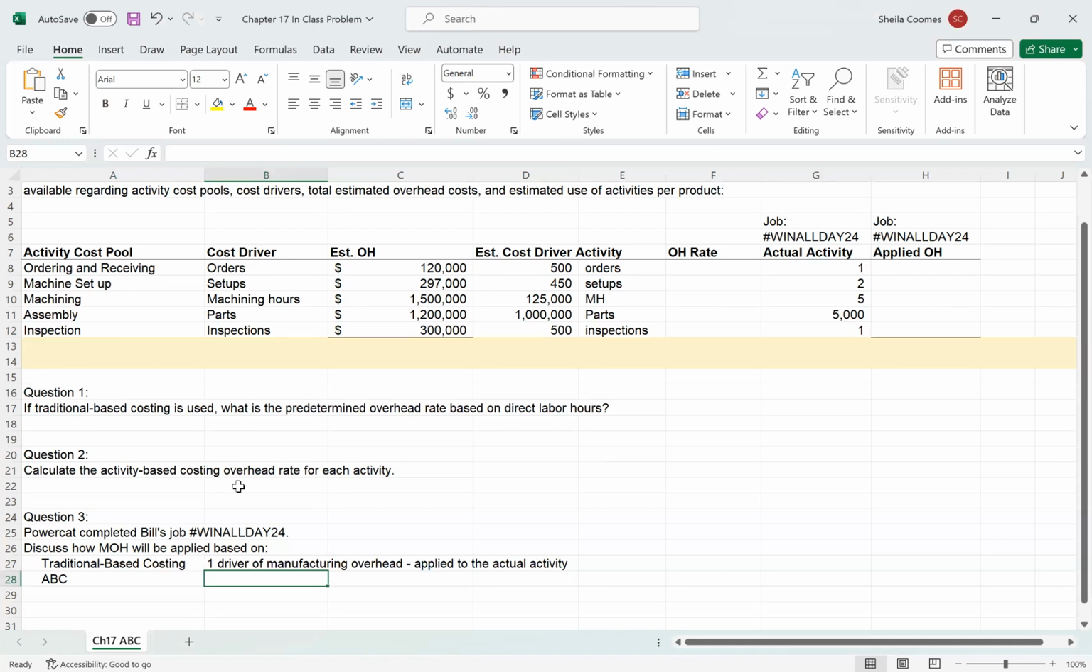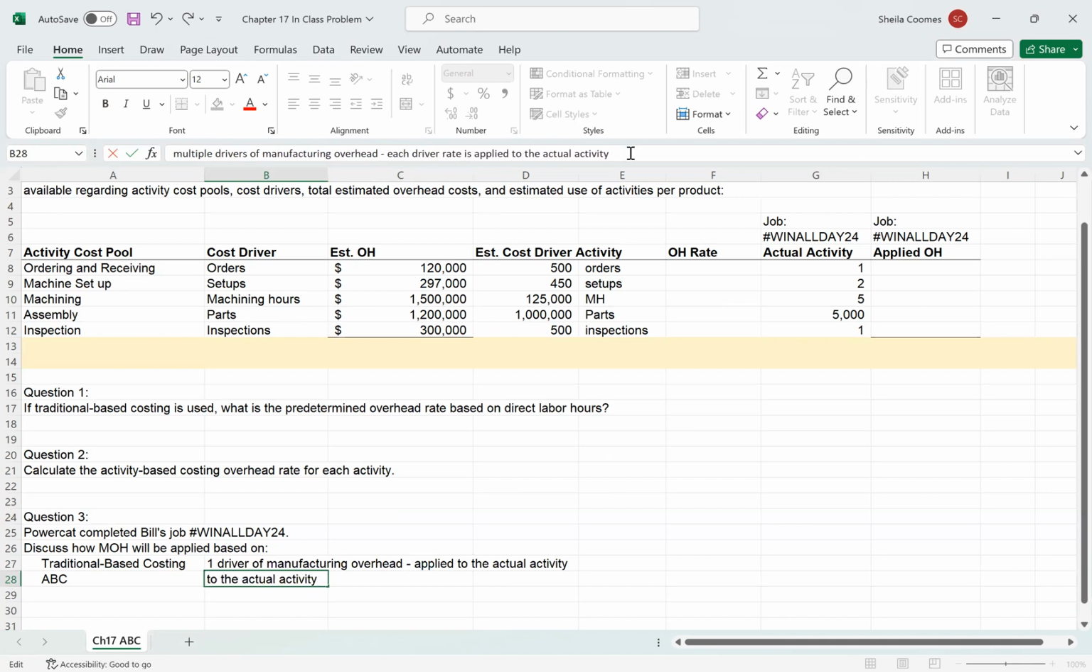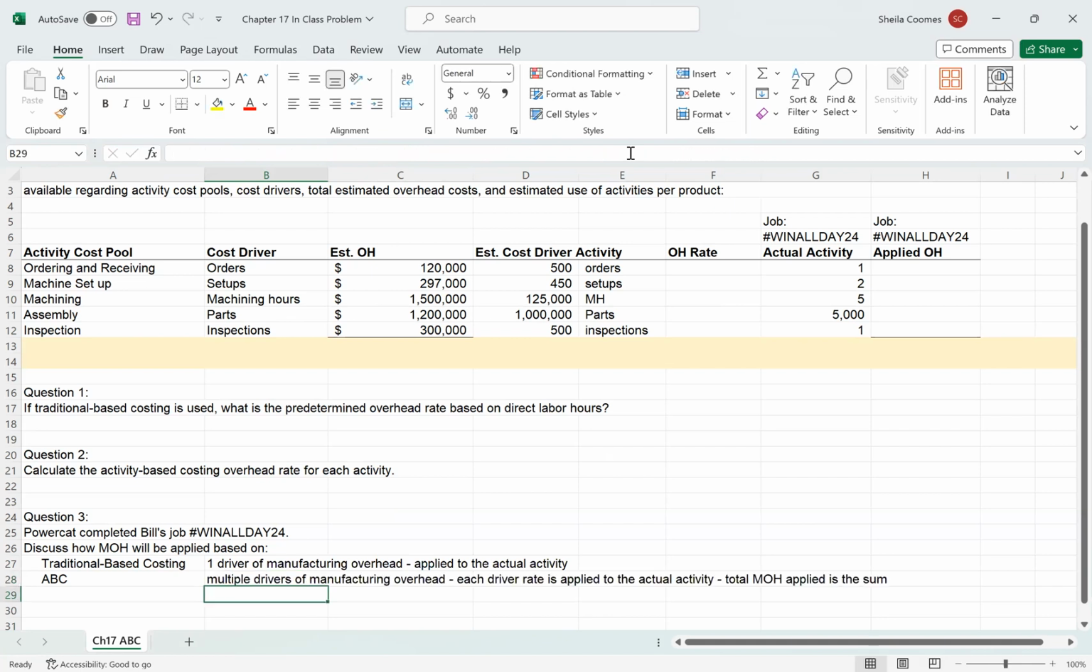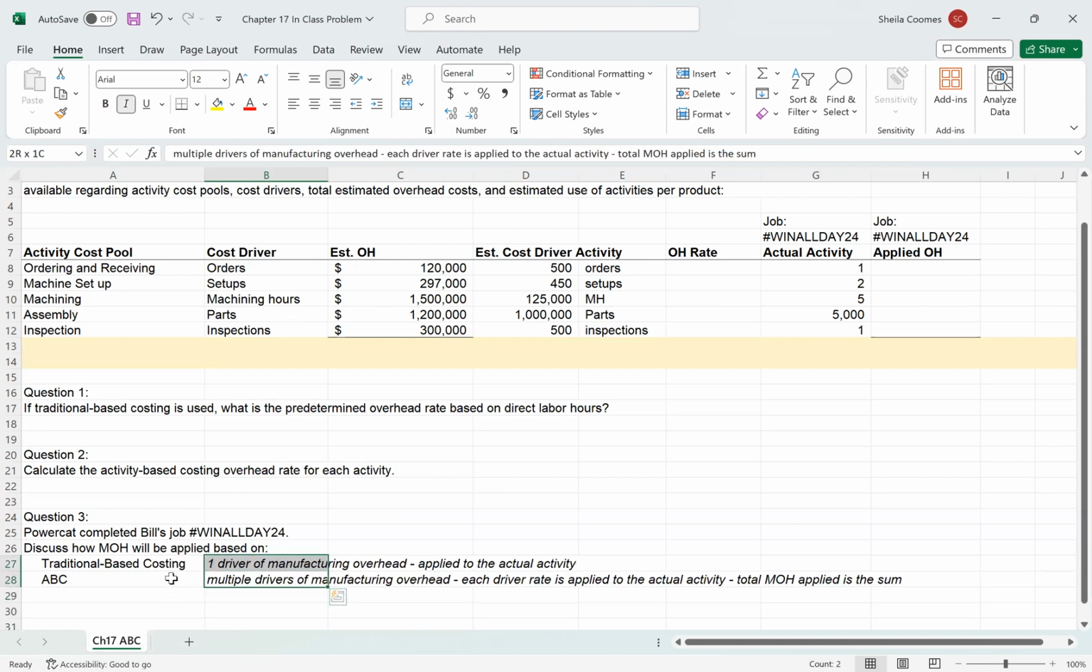Okay, now when we move into activity-based costing, guess what? It's the exact same thing, except there are multiple drivers of manufacturing overhead. Each driver rate is applied to the actual activity, and then total manufacturing overhead applied is the sum of each of those. Okay, so that's the difference between traditional based costing and activity based costing.